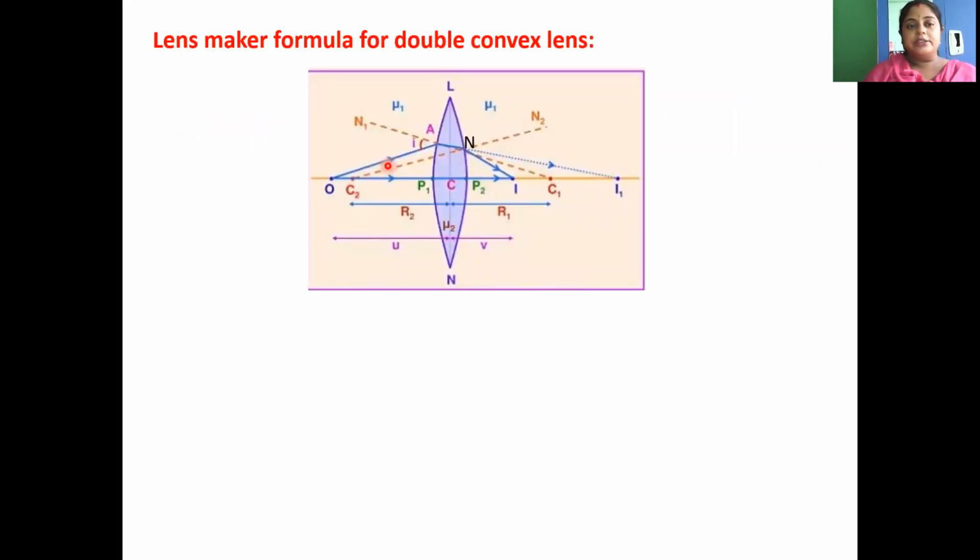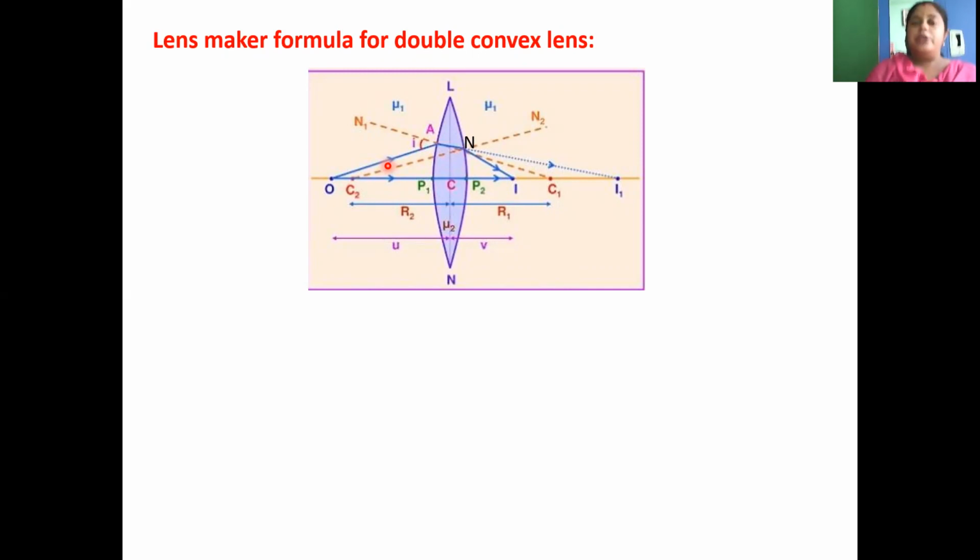Here I am going to discuss Lens Maker's formula for double convex lens. Double convex means biconvex, the convex lens which has two surfaces and both surfaces are convex.